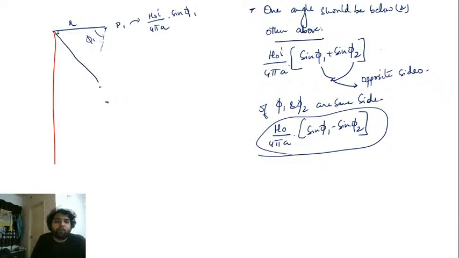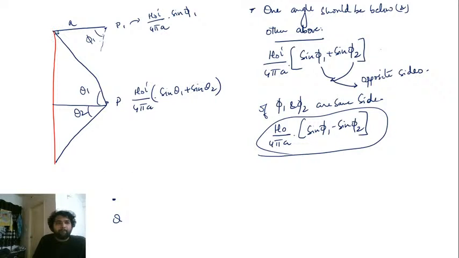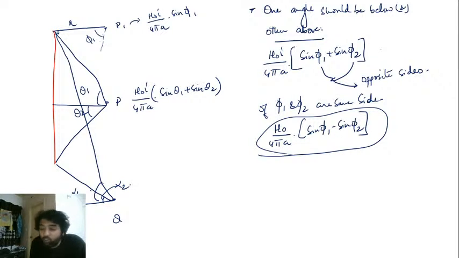So let's take another point P here. Let's take the angles theta 1 and theta 2. So here field will be mu naught I by 4 pi a into sin theta 1 plus sin theta 2. Got it? And at this particular point, let's take point Q here, where this angle is alpha 1 and this angle is alpha 2. This whole angle is alpha 1 and this small angle is alpha 2. Now if you observe, both alpha 1 and alpha 2 are along the same side.